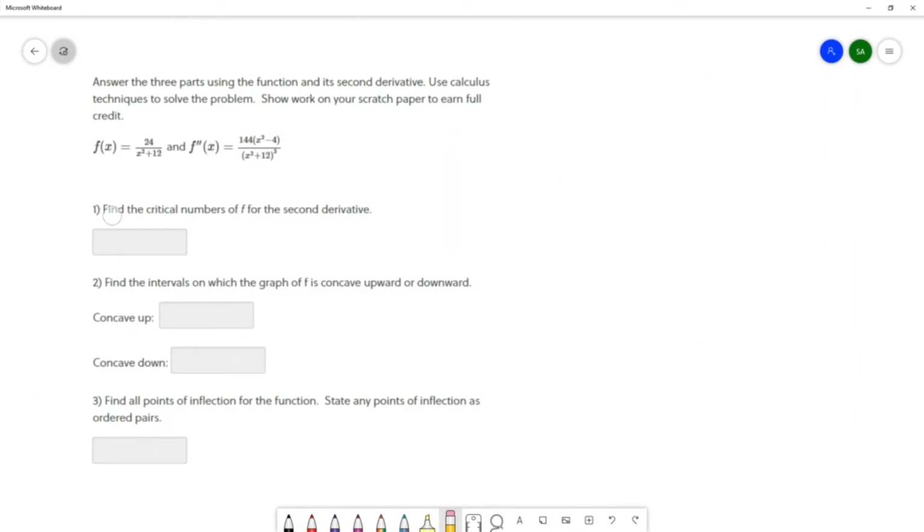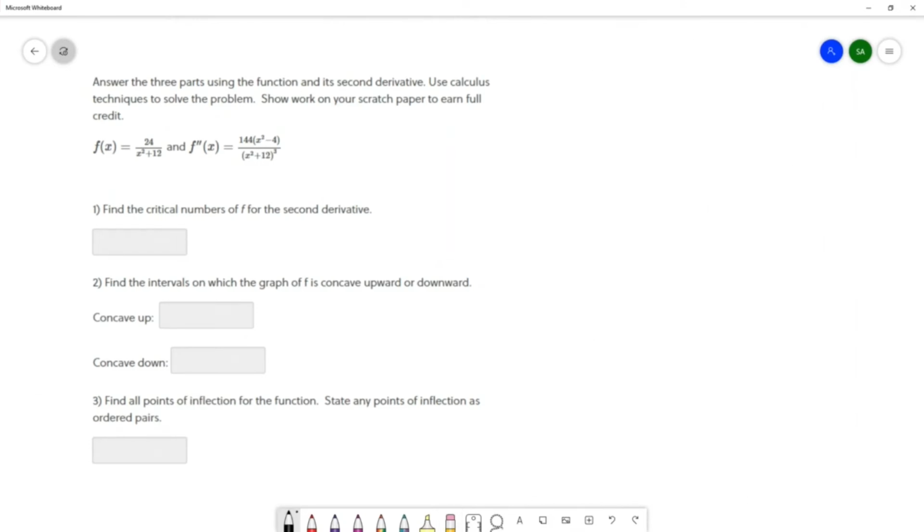We're going to find the critical numbers of f for the second derivative, and we're going to find the intervals on which f is concave up or concave down. Concavity is something that we get from the second derivative, so it's nice that that was given to us here. And we want to find all points of inflection for the function. Points of inflection is also something that we get from the second derivative.